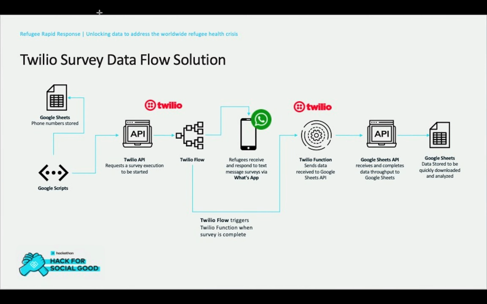So now that we've talked about the overall architecture, I just want to zero in on the different pieces here. On this side, we have a Google Sheet and we have a Google script. The only thing that this Google Sheet and the Google script are doing is starting the surveys.